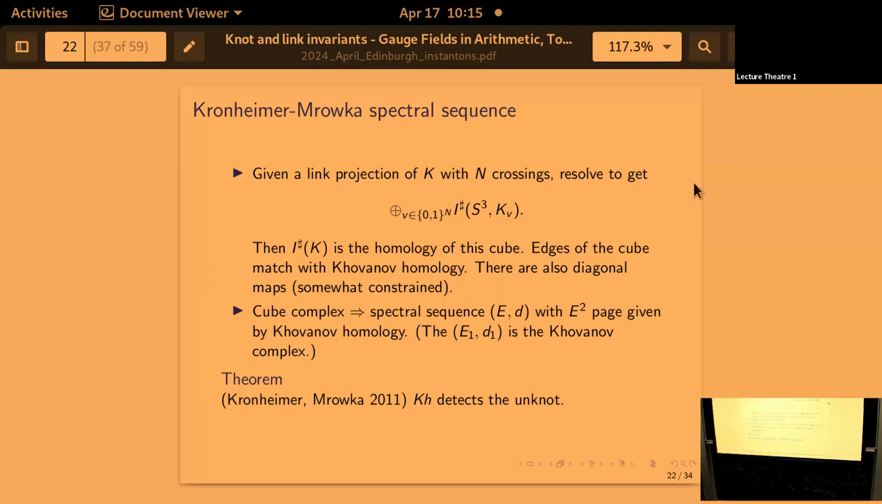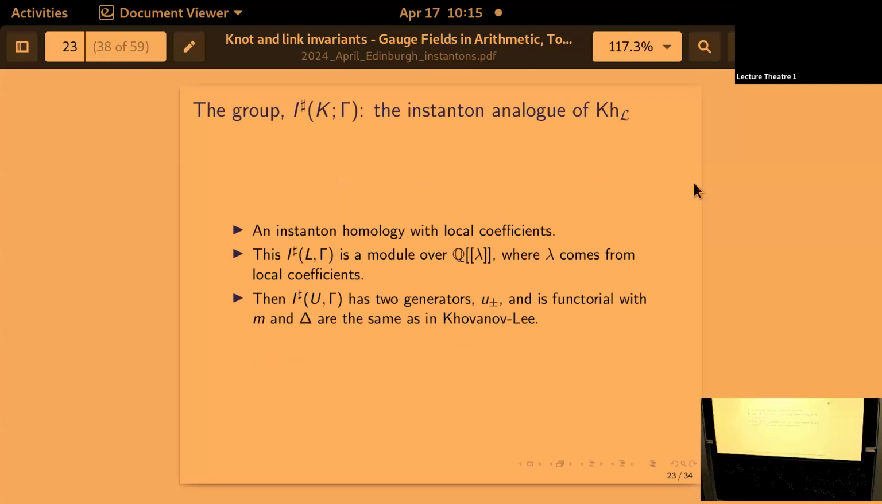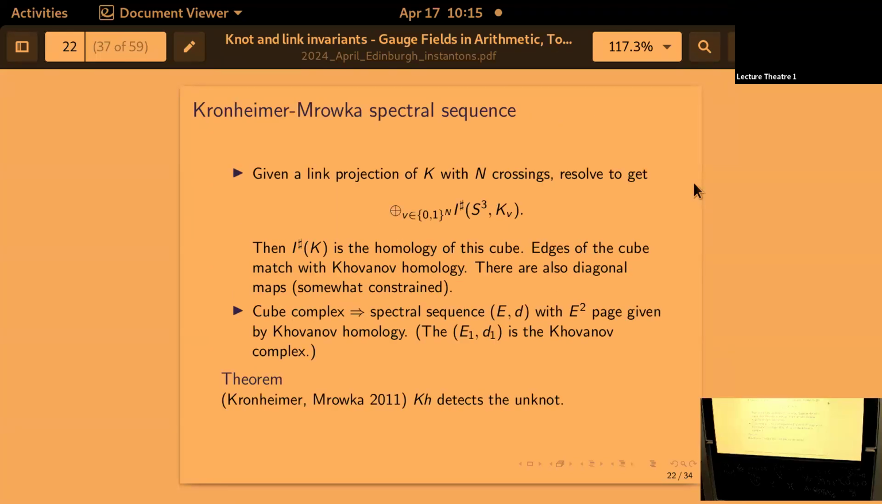Somehow you can show things with it. Okay, so this is like some story. It turns out that this singular instanton Floer homology here is an analog of Khovanov homology. Basically, it corresponds to Khovanov homology, but it is much more topological than Khovanov homology.